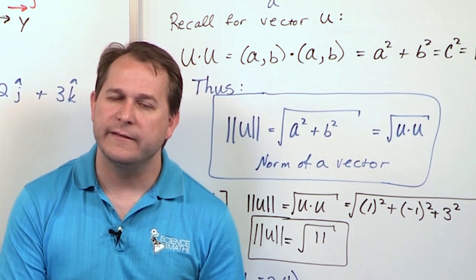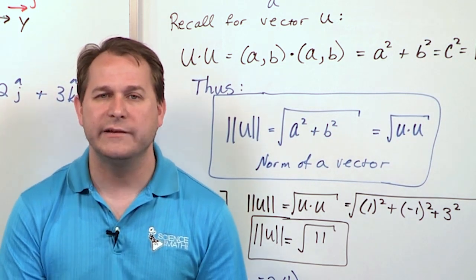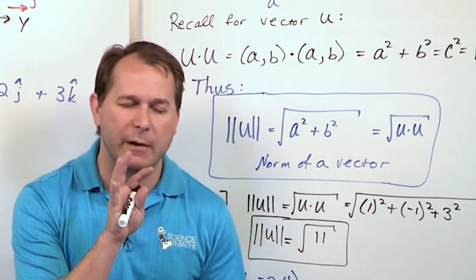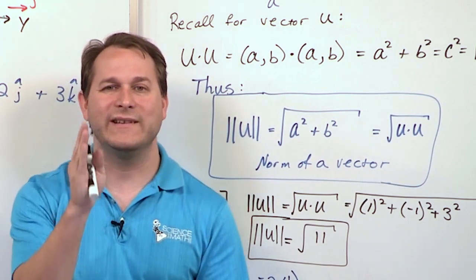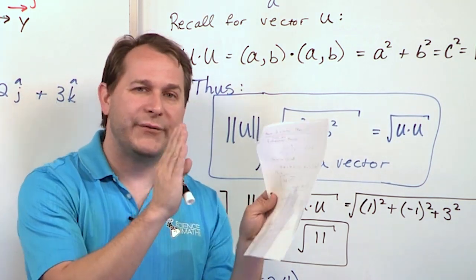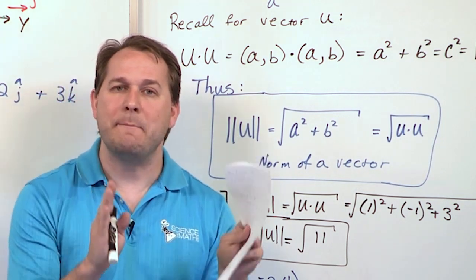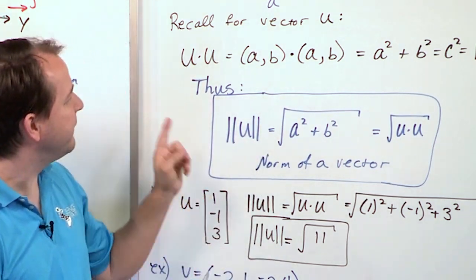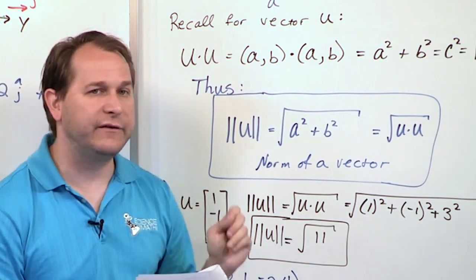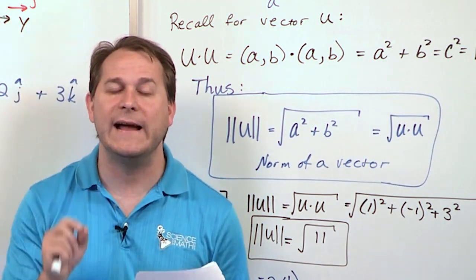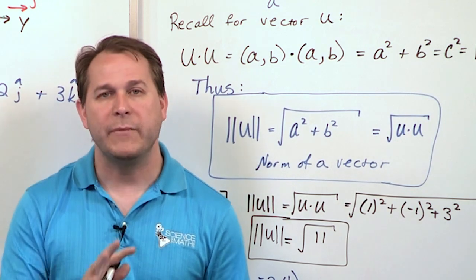Make sure you understand this concept. Make sure you understand the dot product of a vector, and most importantly, whenever you dot a vector with itself, you are in effect squaring the components of the vector. Right? So you're arriving at the magnitude squared. When you dot a vector with itself, you're arriving at the magnitude squared. So you take the square root of that, and that gives you the magnitude of the vector. Make sure you understand that.